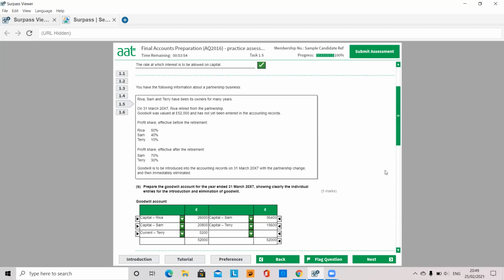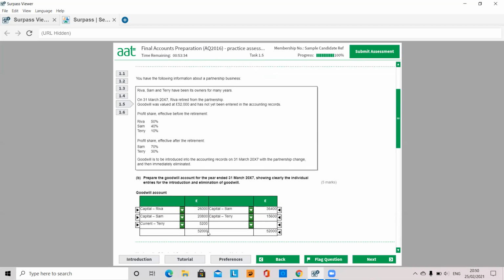So the double entry would have been initially, we're going to debit goodwill, and again 50% for Riva, so it's 26,000. Sam has got 40%, which is 20,800, and Terry has got 10%, which is 5,200. Again, the double entry for that would have been, we debit goodwill as we have here, and then we would credit the capital account for Riva, Sam and Terry for those amounts. So that would be on the credit side.